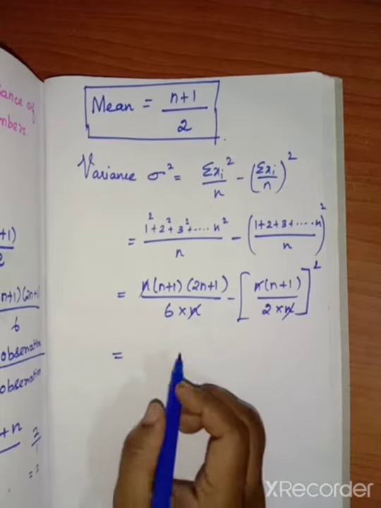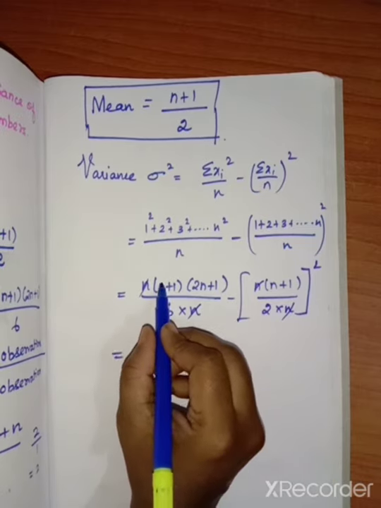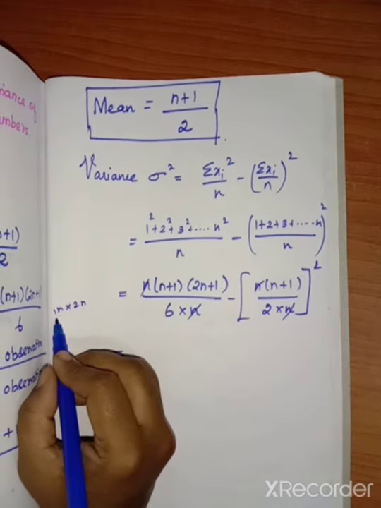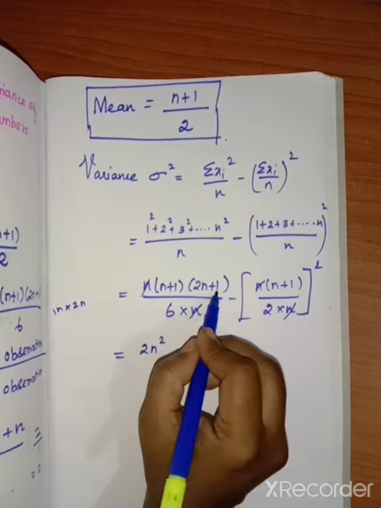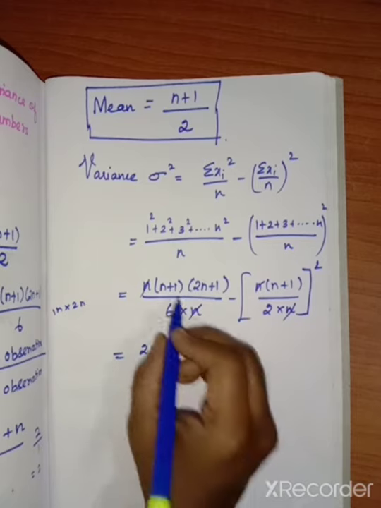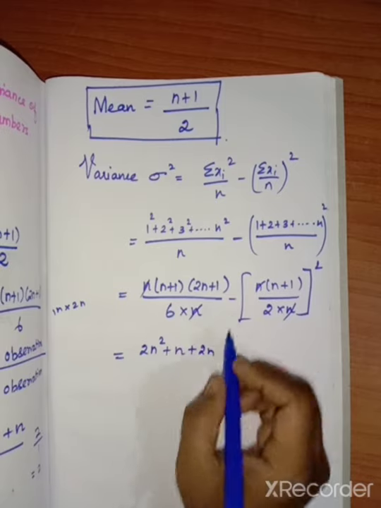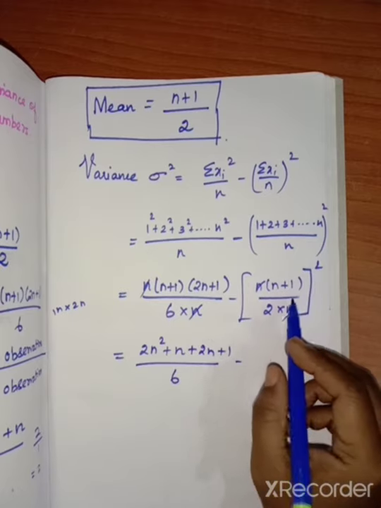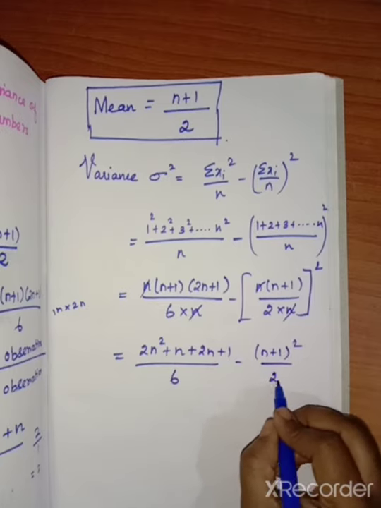If only one is cancelled, that is not possible. So we can write straightly and multiply, it will be useful. If you multiply, n into 2n, in coefficient we have 1, so 1 2s are 2, that is 2n squared. Then multiply with the second one: n into n into 1 n, plus, likewise 1 plus 1 into 2n is 2n, 1 into 1 is 1, divided by 6, minus, here we have the whole square. It will become, inside, n plus 1 the whole square divided by 2 squared.